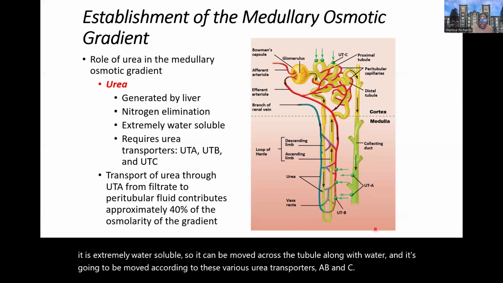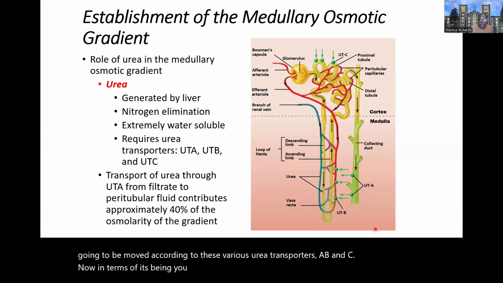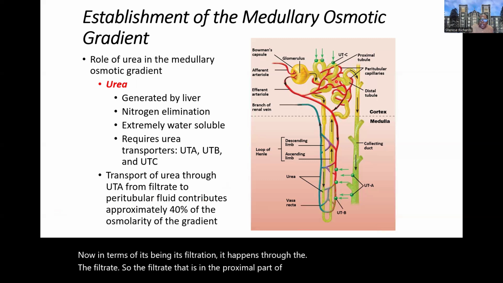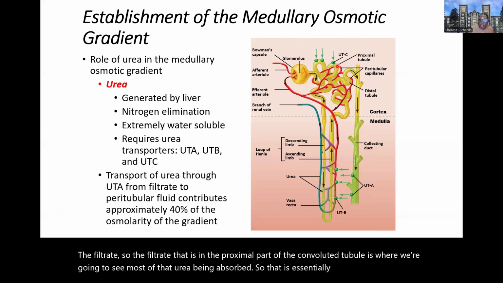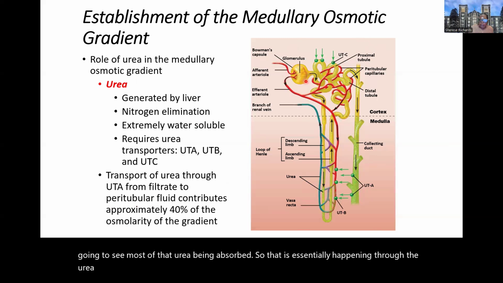Now, in terms of its filtration, it happens through the filtrate. So the filtrate that is in the proximal part of the convoluted tubule is where we're going to see most of that urea being absorbed. That is essentially happening through urea transporter C. About 40% of that is going to help create the osmolarity gradient, right?